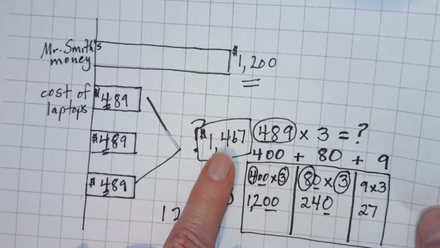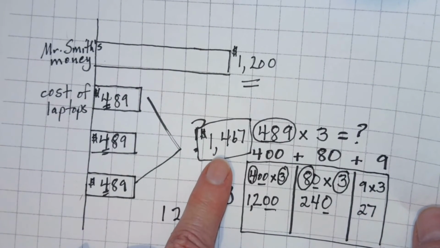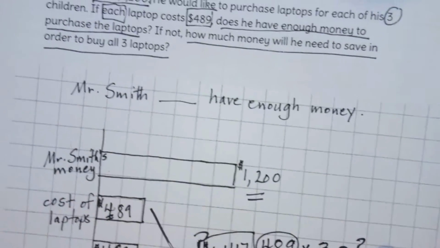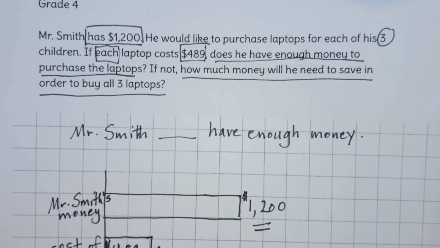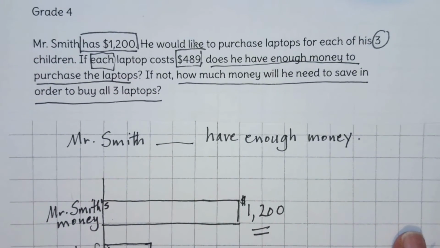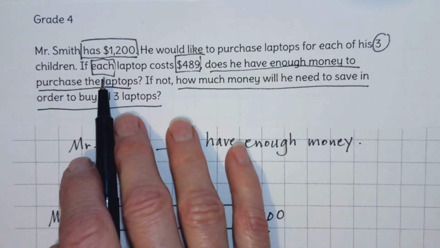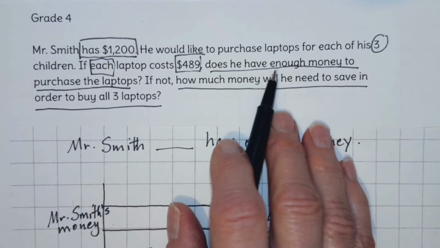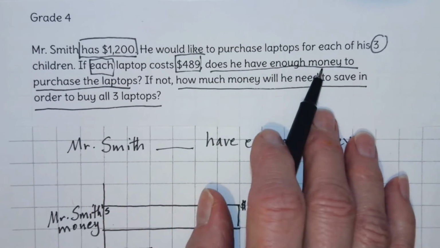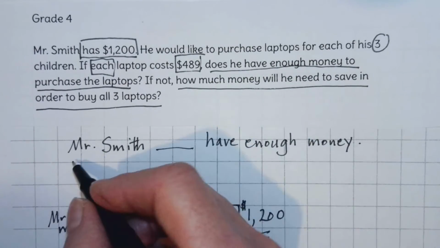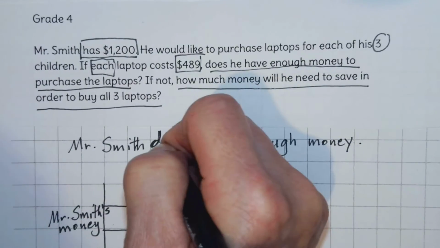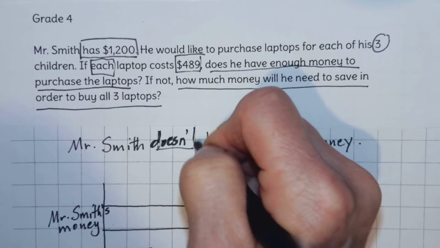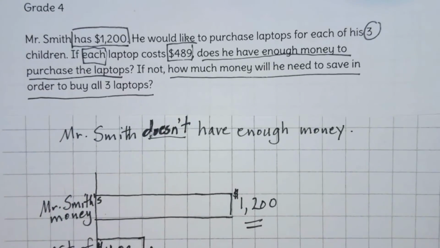Now when I look back up at my question, I could guess that if this was on a math test, this would probably be one of your choices, okay? Because they're thinking maybe you didn't write an answer statement, or maybe you're not paying attention to what you need to answer. So the first part of the question was, if each laptop costs $489, does he have enough money to purchase the laptops? So Mr. Smith does not, or I'm going to put doesn't because it fits in there better, doesn't have enough money.